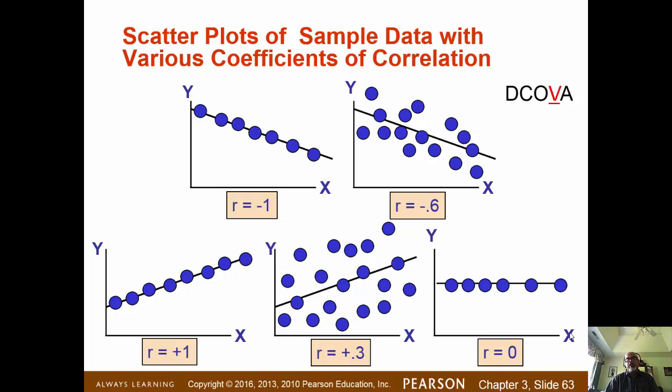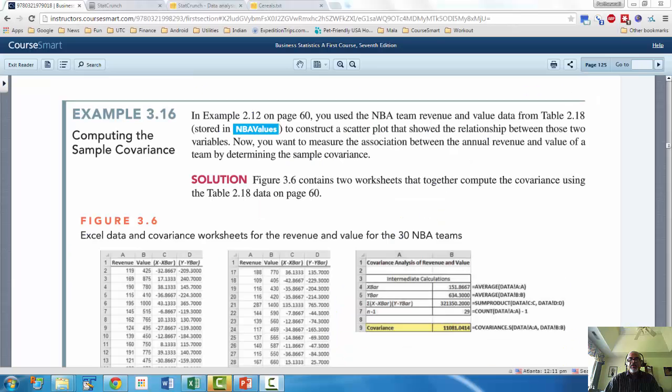So now let's look at these computations in Excel. We are now going to compute the covariance and coefficient of correlation between two numerical variables, and we'll use the data from example 3.16 where we have NBA teams and the revenues and the current valuation are stored in this data file, and I have that in the Excel file. So let's go ahead and head on to the Excel file.